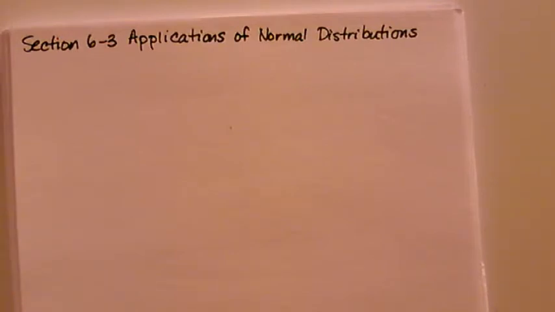Alright, in this video we're going to be looking at some of the applications of normal distributions. We already talked about the standard normal distribution where the standard deviation was 1 and the mean was 0. Now with this we're going to be looking at methods that we can work with for a normal distribution that has any mean and any standard deviation other than 0 and 1.